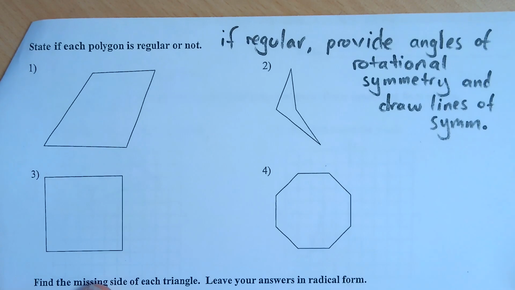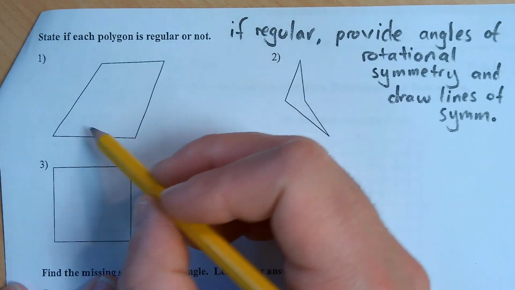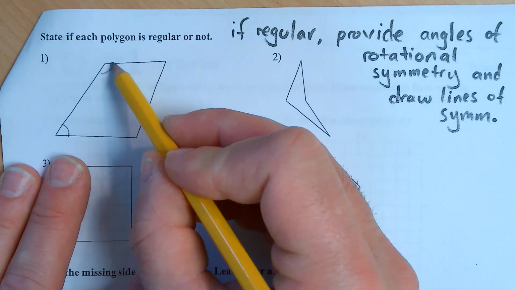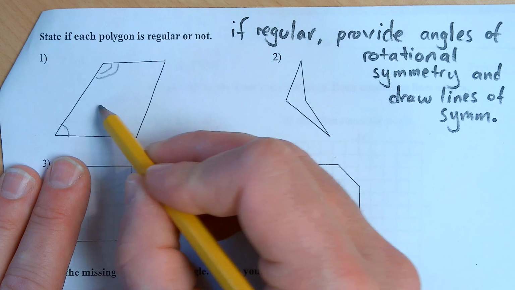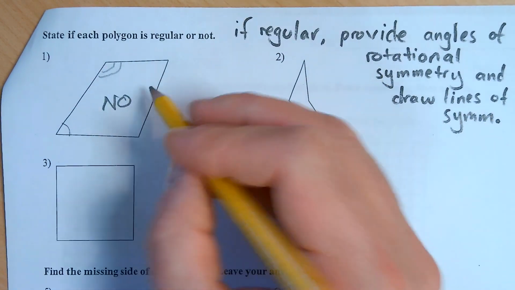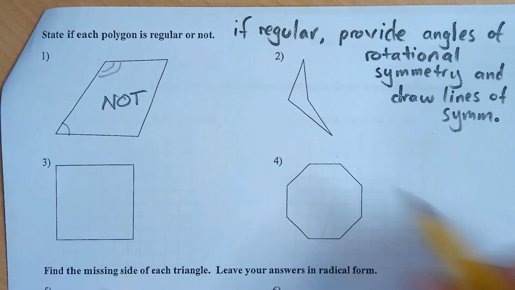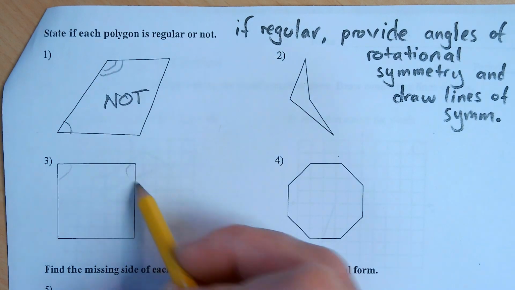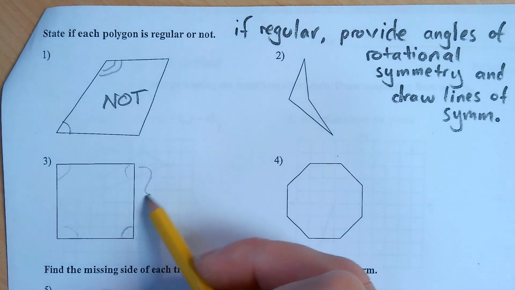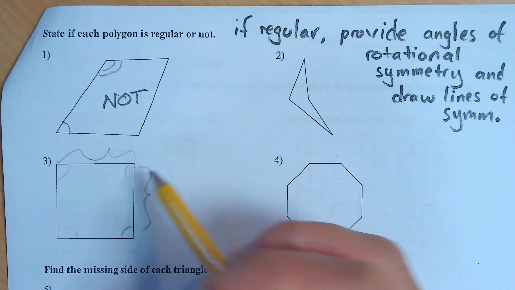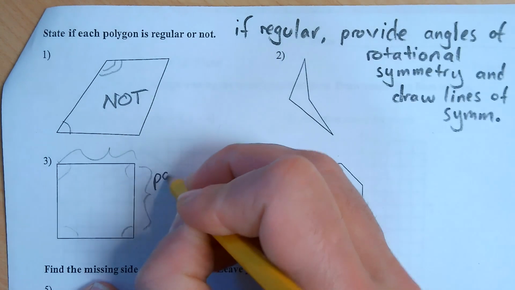Next page, state if a polygon is regular or not. Well, let's see. Are all these angles the same? No, they're not. So no, not. Is this a regular? Are all these angles the same? Yes. Okay. Are all the sides the same? Yes. This is a square. So regular polygon.